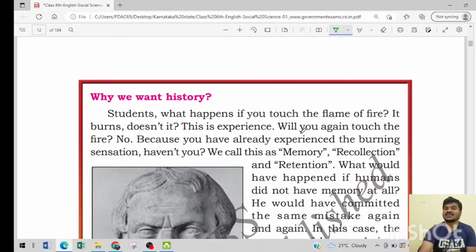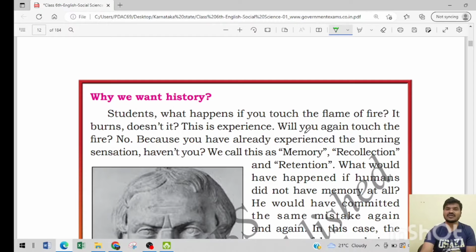Now, why do we want history? This is very, very important, because many people, whoever is studying in 6th class, will think: why is history in our syllabus, it is of no use, we have to learn science, maths, like that. But history is very, very important.